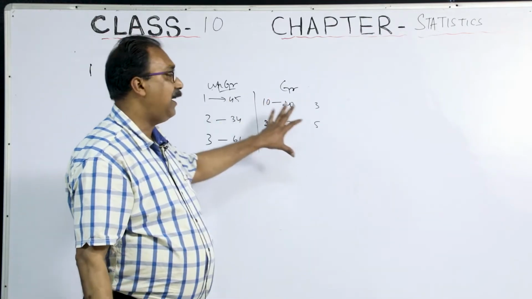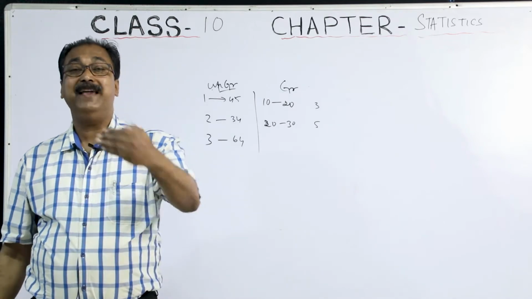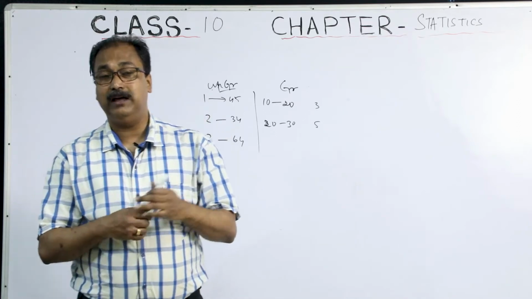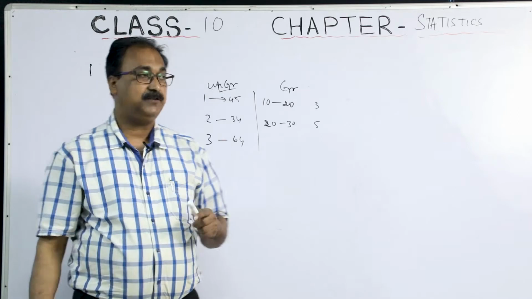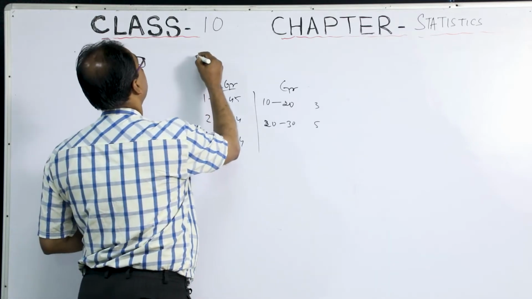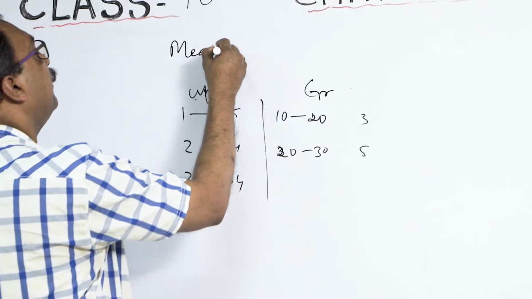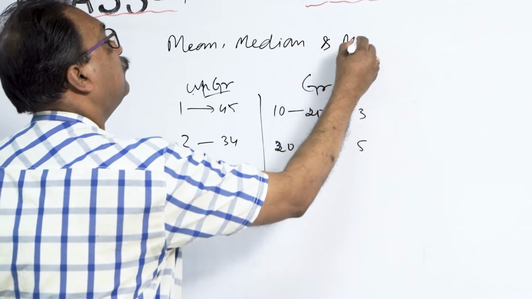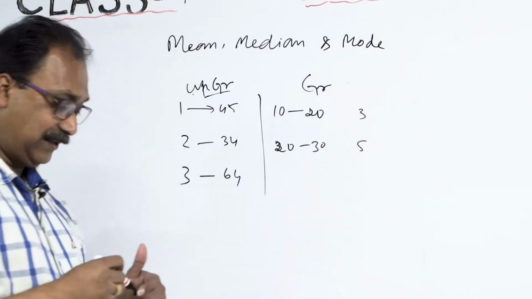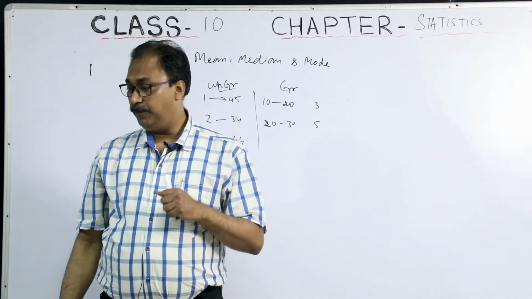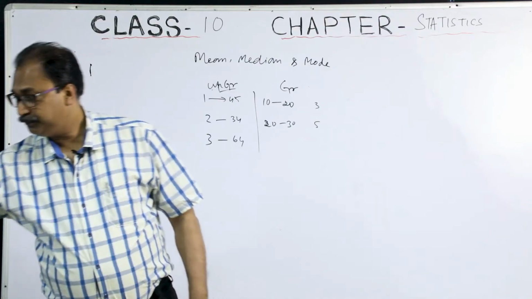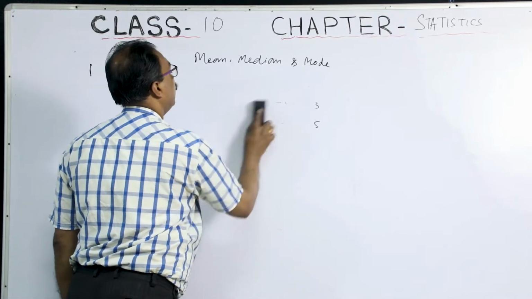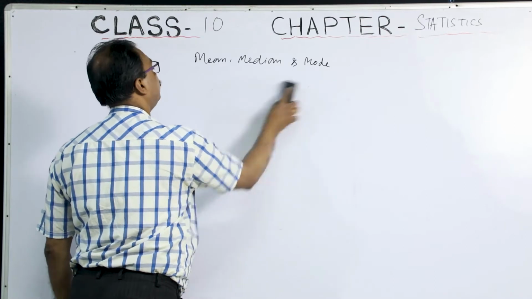What do you have to learn? You have to find, from the data you calculate, how to measure it in terms of 3 things. We call it measure of central tendency, the average value. So those 3 average values, the central tendency, are mean, median and mode. These 3 you have to learn at class 10 level, specifically from grouped data, clear? Now, look here. First of all, we start with mean, clear?